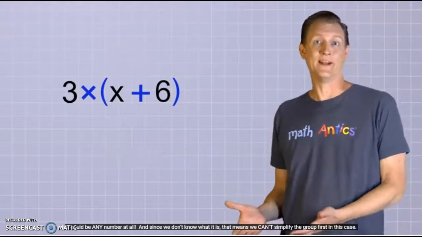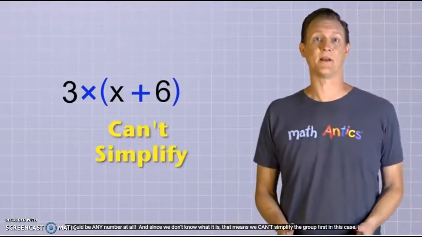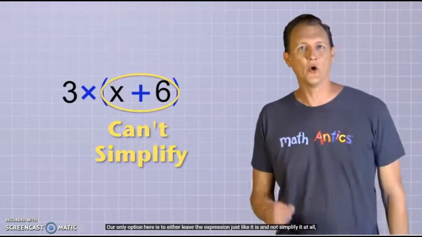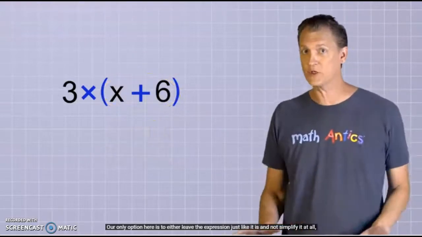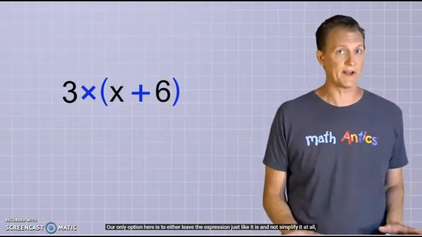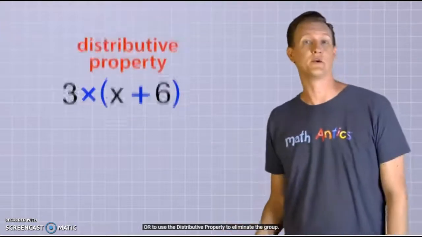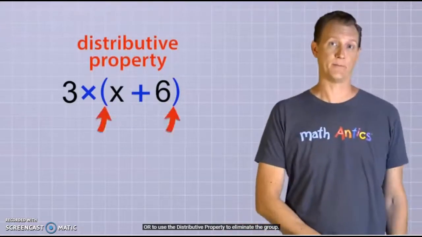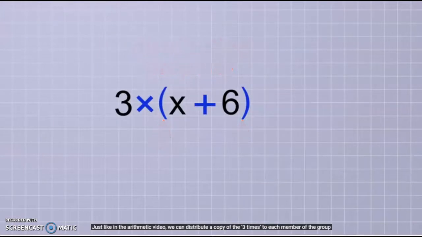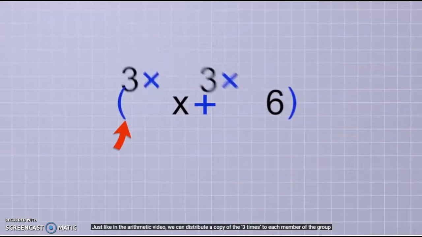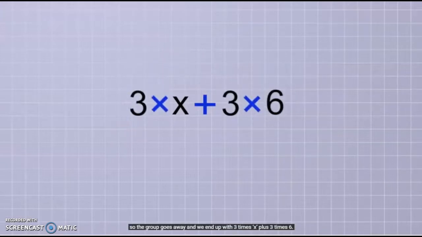And since we don't know what it is, that means we can't simplify the group first in this case. Our only option here is to either leave the expression just like it is and not simplify it at all, or to use the distributive property to eliminate the group. Just like in the arithmetic video, we can distribute a copy of the 3 times to each member of the group, so the group goes away and we end up with 3 times x plus 3 times 6.